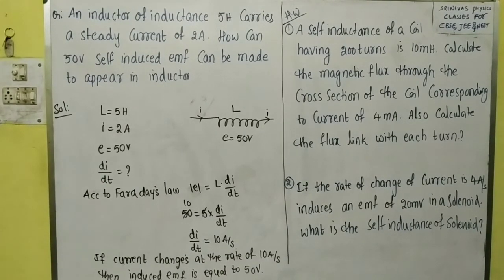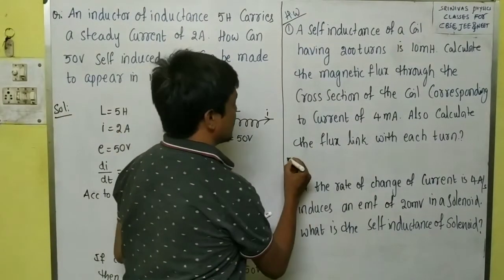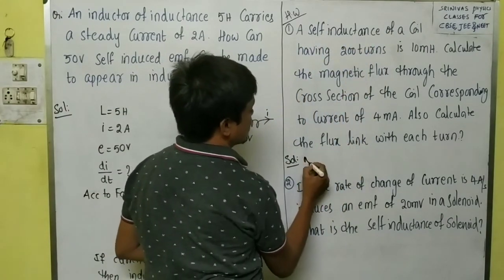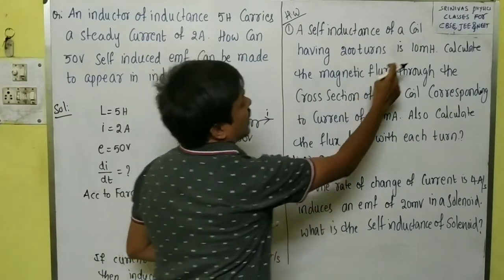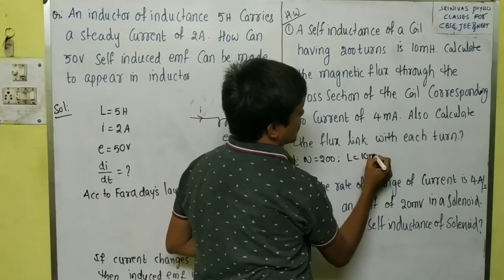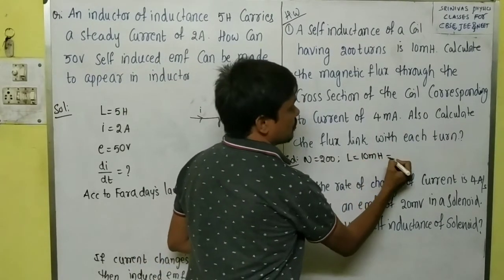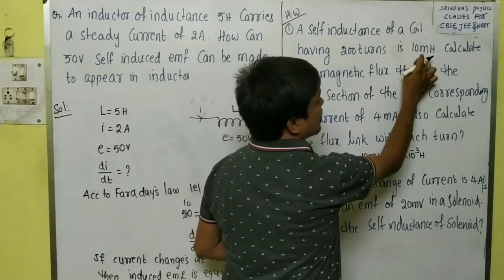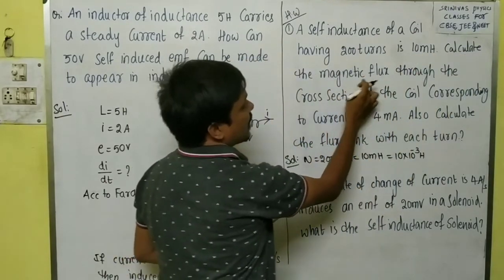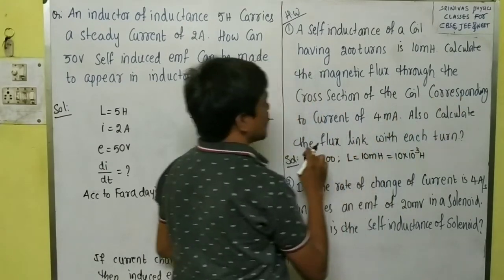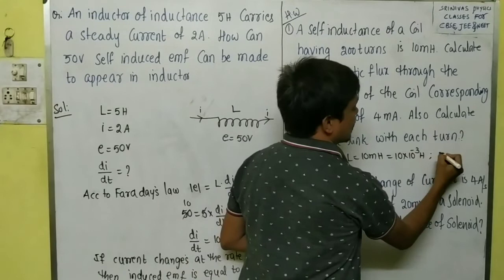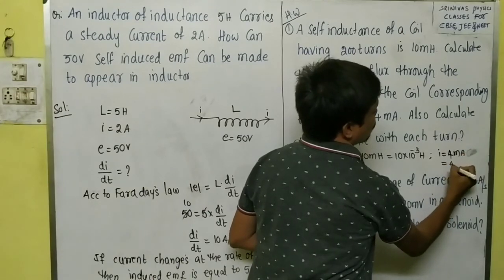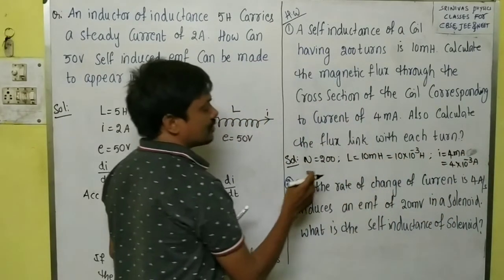I will tell you what they gave in the question and what we have to find out. That I will write. You select the formula. A self-inductance of a coil having 200 turns. The number of turns in the coil is 200, and the self-inductance is 10 millihenry. This milli you convert into henries, therefore 10 to the power of minus 3 henry, right? Calculate the magnetic flux through a cross section of the coil corresponding to a current of 4 milliamperes. When 4 milliampere current passes, 4 milliampere is nothing but 4 into 10 to the power of minus 3 amperes.